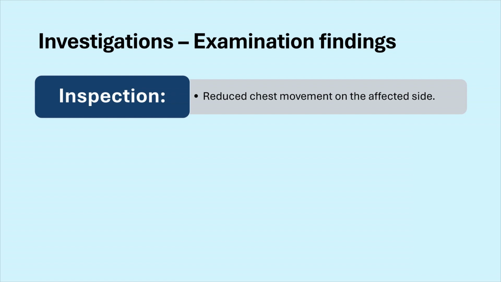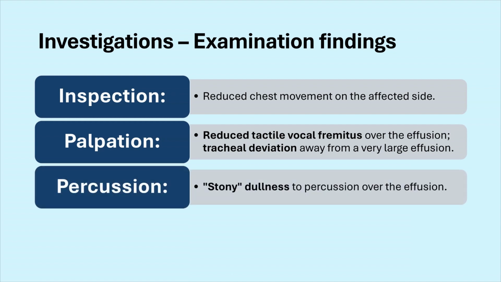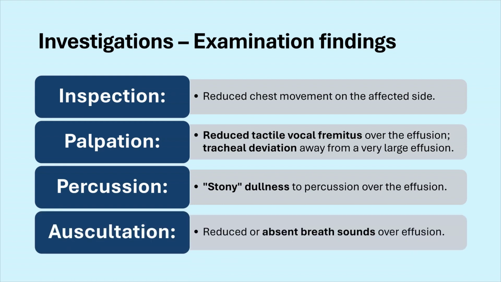Generally, when we inspect, we may find reduced chest movement on the side of the effusion. When we palpate around the chest, you might find reduced tactile vocal fremitus, and if the effusion is quite large, there may be tracheal deviation from the effusion, which would be a medical emergency. Percussion-wise, you will hear the classic stony dullness, a term that is often used in medical exams, and on listening to the lungs, there will be reduced or even absent breath sounds over the area of effusion.